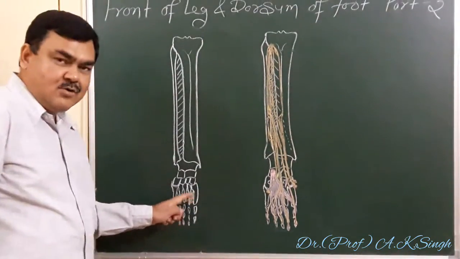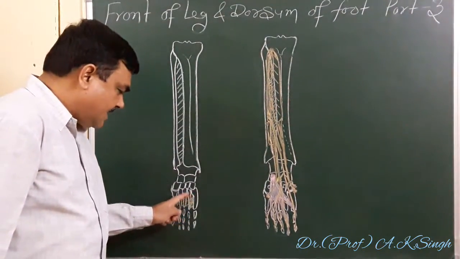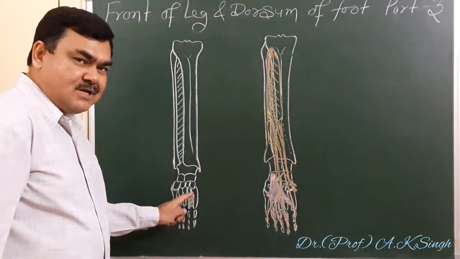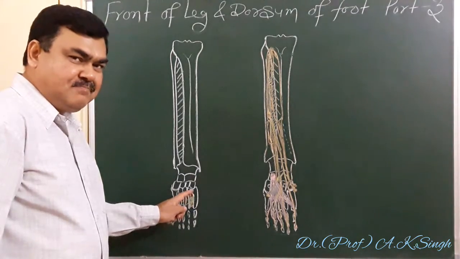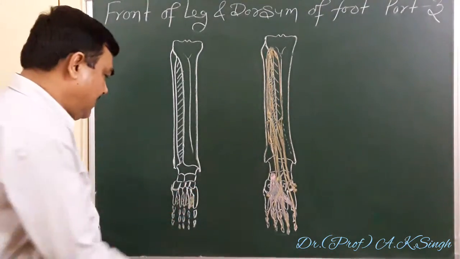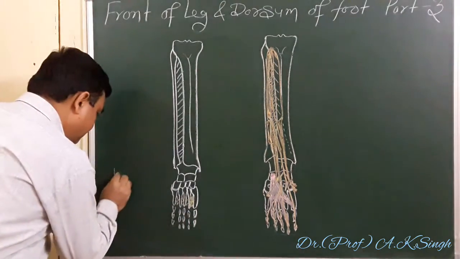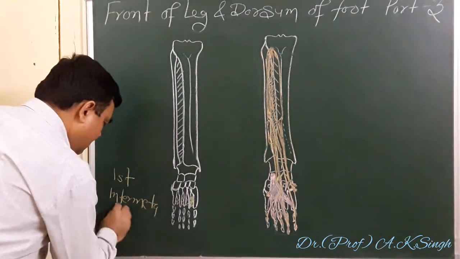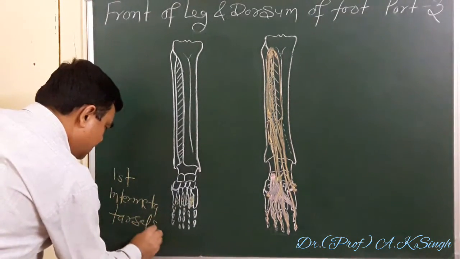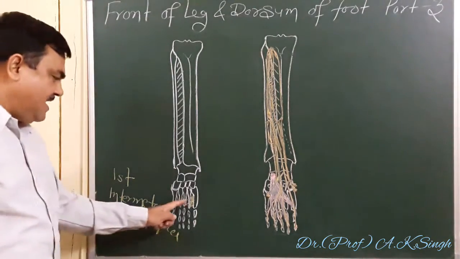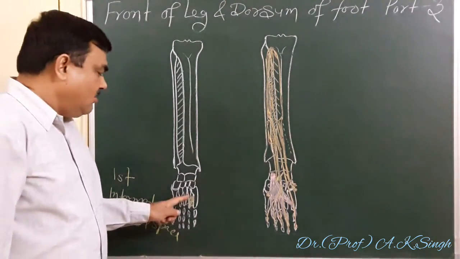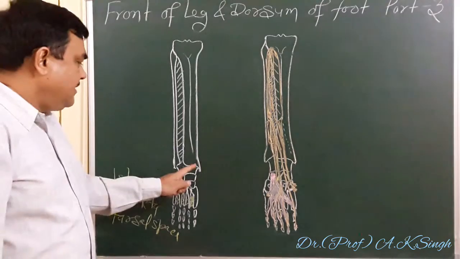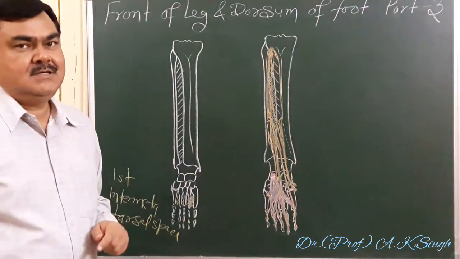So this is first dorsal interossei, and between first and second metatarsal, this is first intermetatarsal space. This space is filled by dorsal interossei, which has two heads. These are two heads. Here is medial malleolus, this is lateral malleolus.